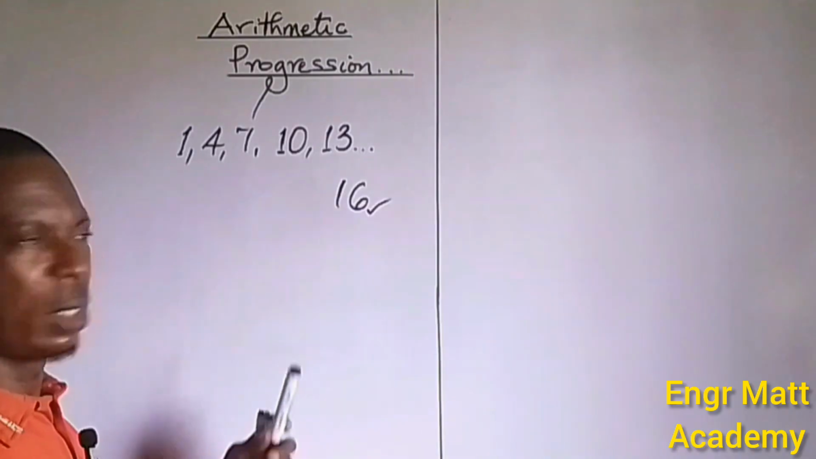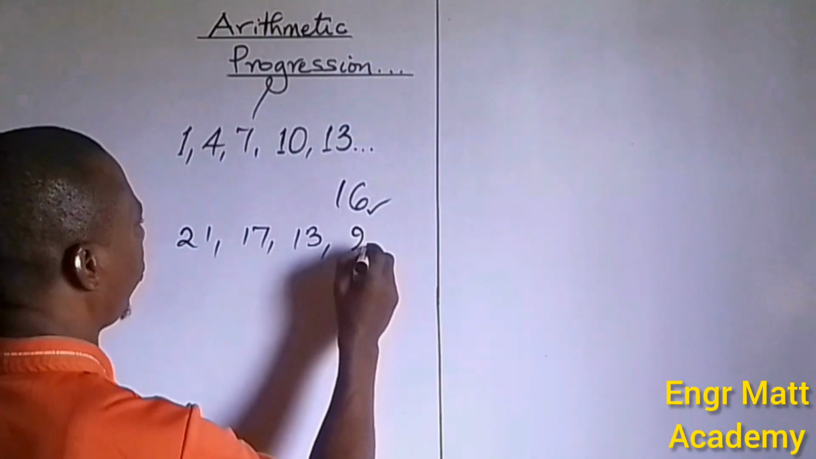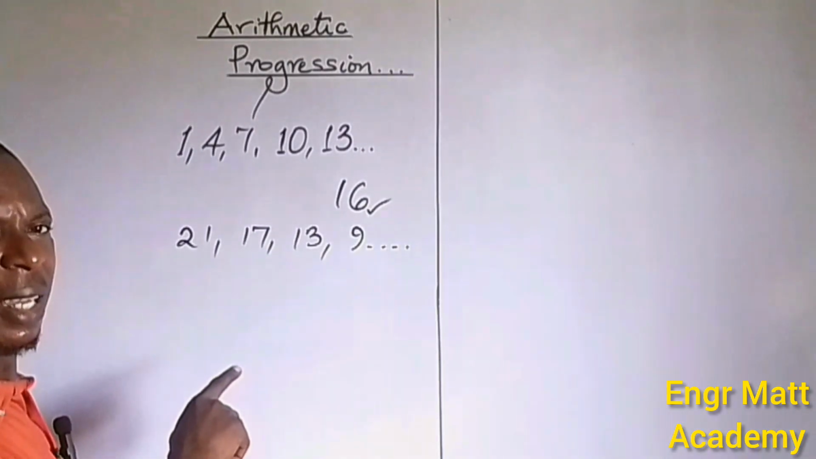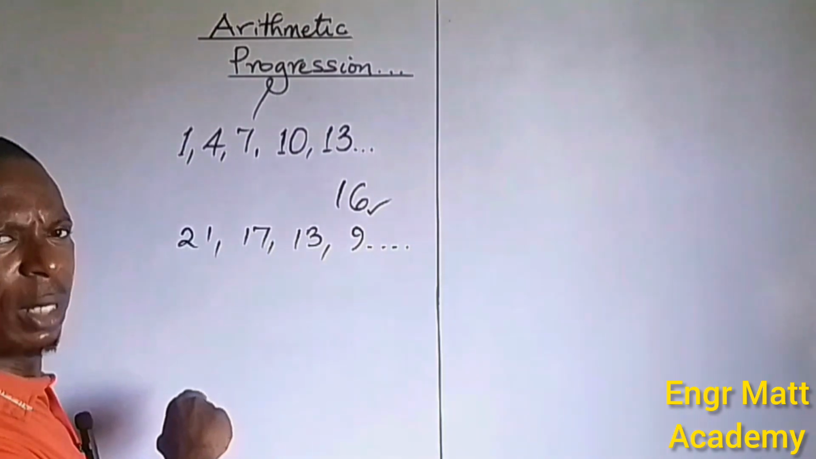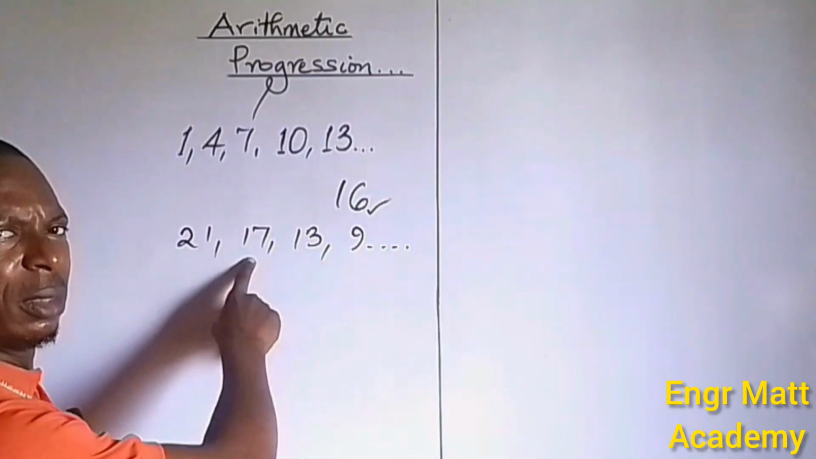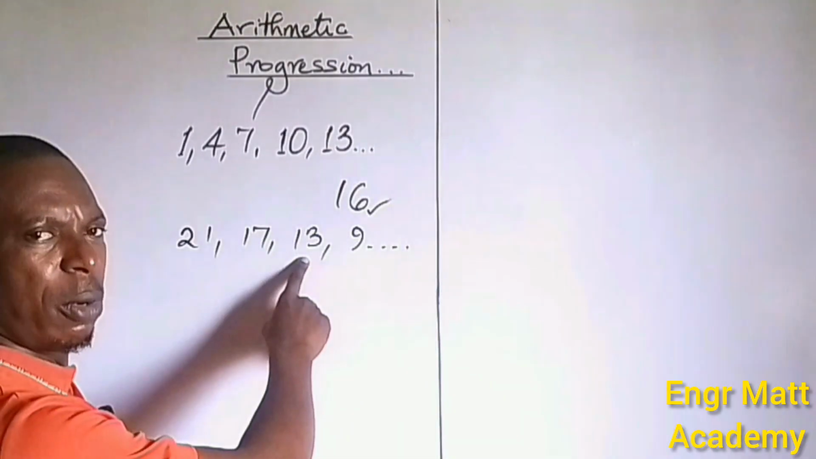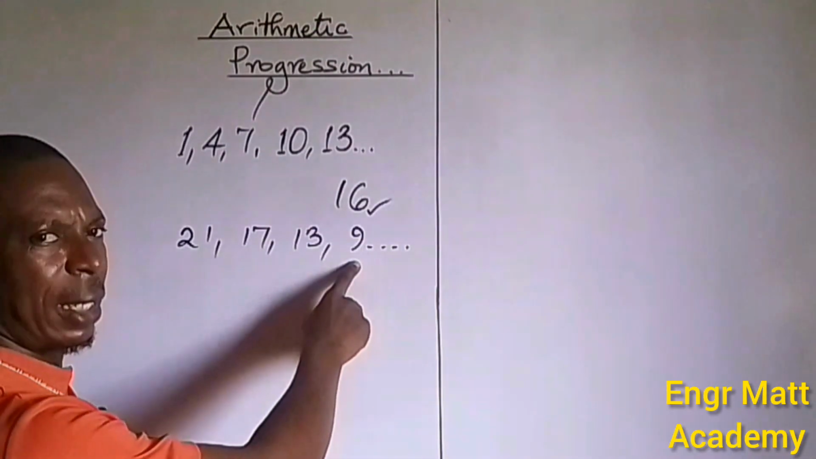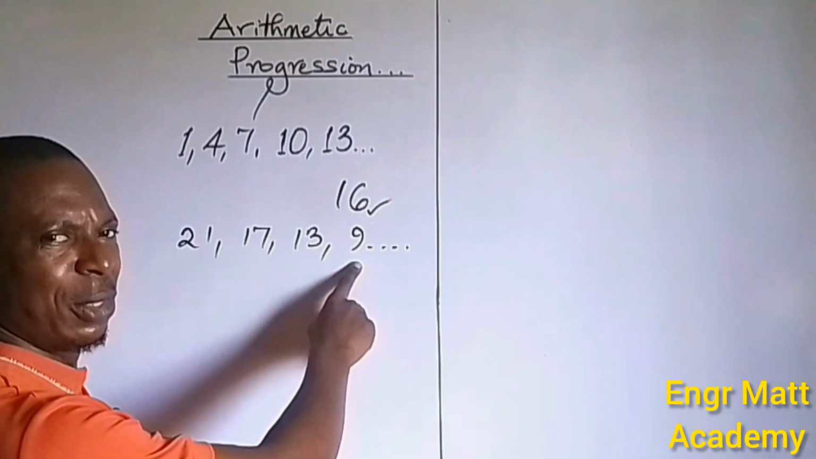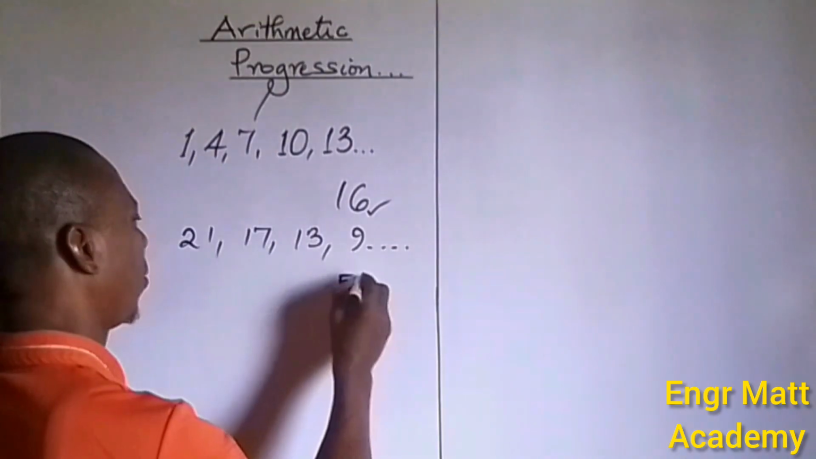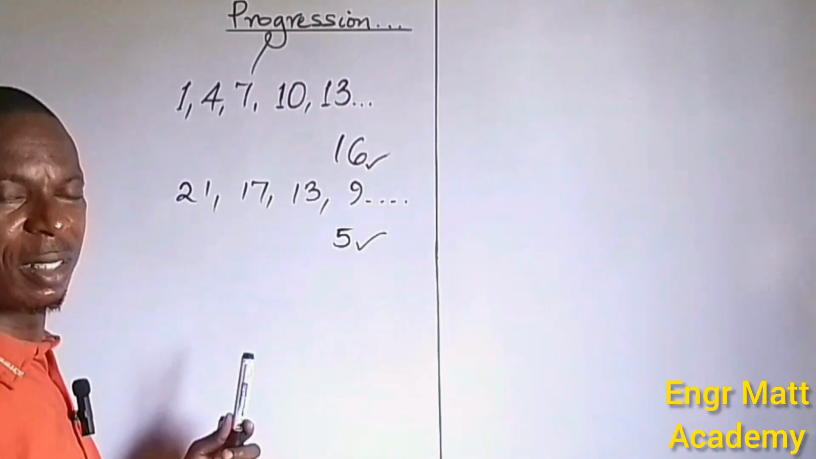Let's consider another sequence. 21, 17, 13, 9. This is another arithmetic progression. So what is the pattern here? By subtracting 4 from 21, we get 17. By subtracting 4 from 17, we get 13. By subtracting 4 from 13, we get 9. So what is the next number? If we subtract 4 from 9, we get that number. That number will be what? 5, right? What do these two sequences tell us?